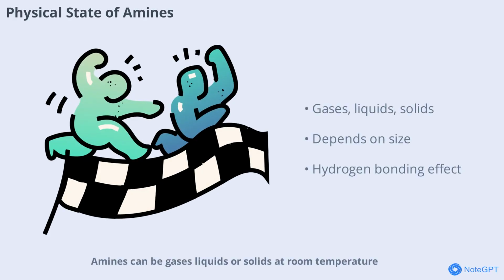Amines can be gases, liquids, or solids at room temperature depending on their molecular weight and structure. Lower amines are usually gases or liquids, while higher amines tend to be waxy solids. This variety in physical state is linked to their ability to form hydrogen bonds and their molecular size.